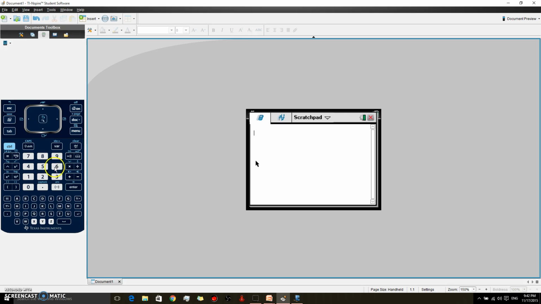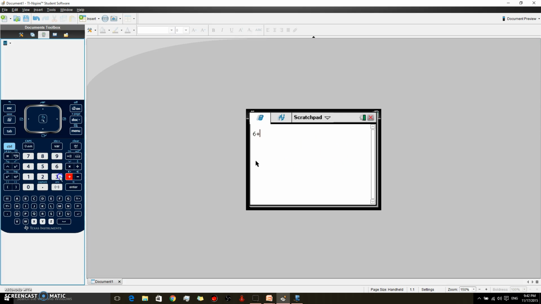So basically you can do addition. You click enter, and you can do subtraction. You do multiplication, and so on. You can also do division.